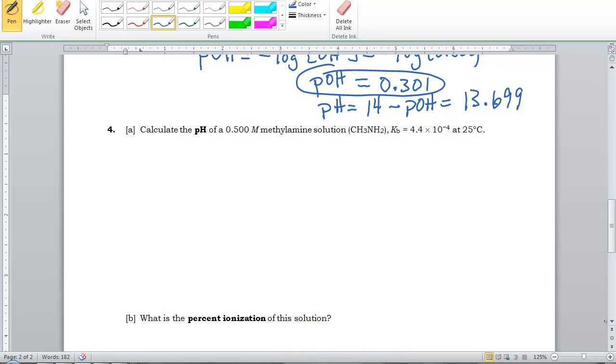Now last semester, at least in my 151 classes, the only weak base we looked at is ammonia. Ammonia is a type of compound, or a class of compounds, that's called an amine, or an amine, depending on how you would like to pronounce that. Now, what is the common structural feature, or what we might call the functional group? What does that functional group look like?